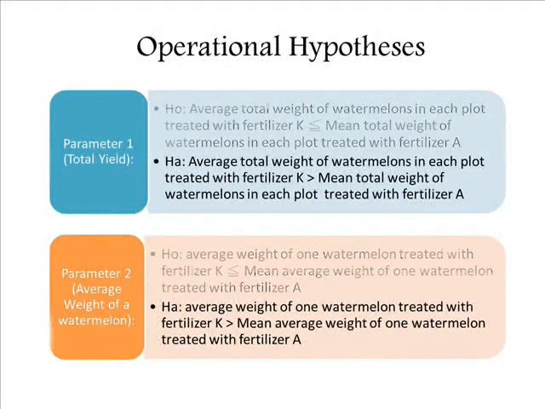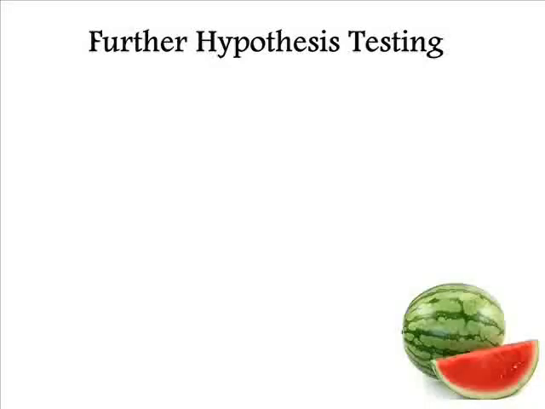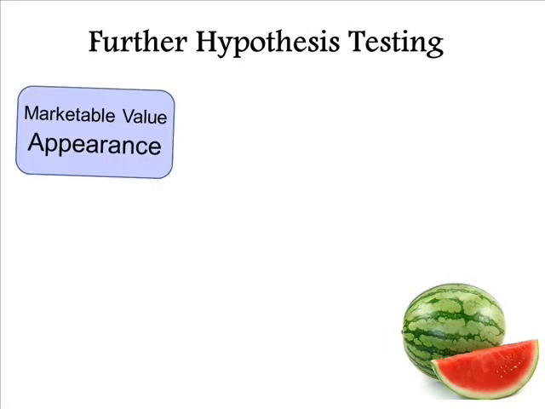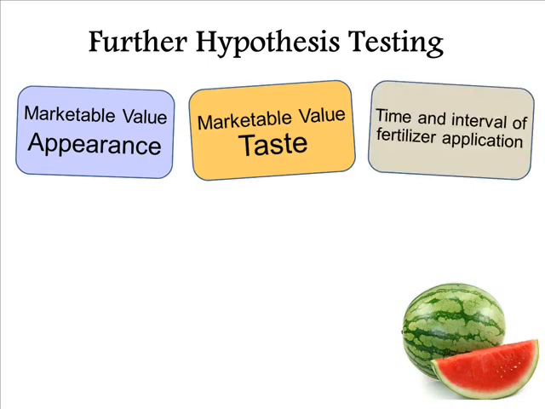If we reject the null hypothesis, then we can tell the new fertilizer K can bring a higher total yield per plot and a greater average weight of each watermelon. However, the performance of the fertilizers may be represented by other factors, such as whether the watermelons look or taste better or can be harvested earlier.